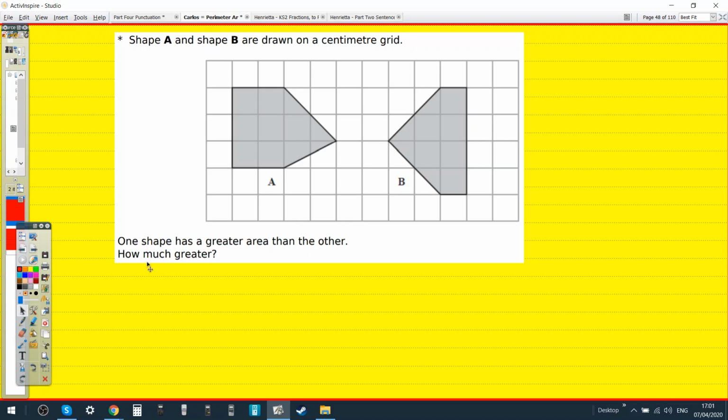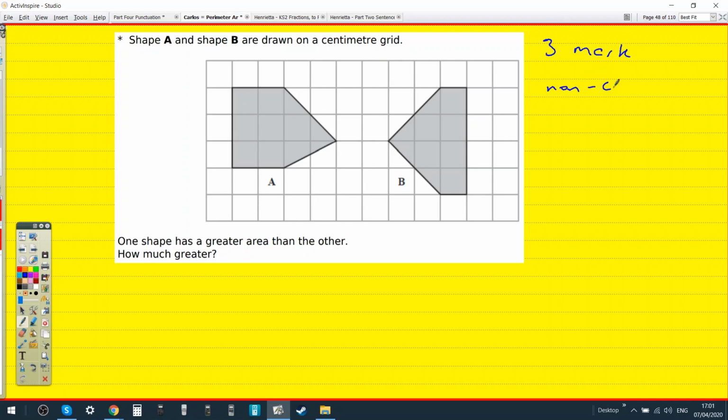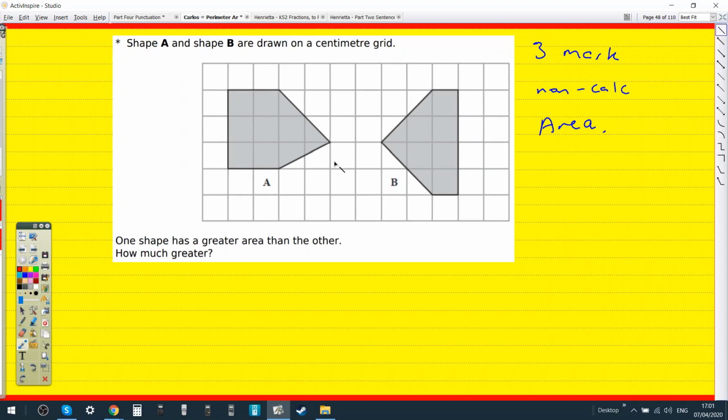100 greater than... is it B? The greater area. So you have to say how much greater. So you have to find the area for both of them.